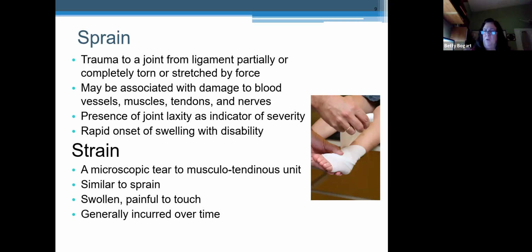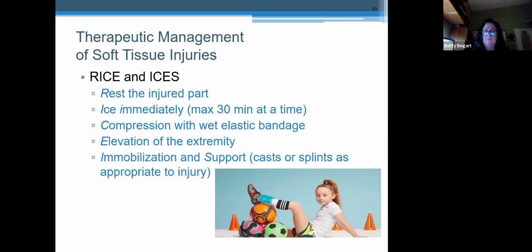Now, strains is what we get when we use one muscle group over and over again. It could be like a person who rides a bike competitively and all they do is ride a bike. Well, all their leg muscles could start to hurt, right? Or maybe a runner, it could be their shins, et cetera. But strains, they're little micro tears and it becomes very painful over time.